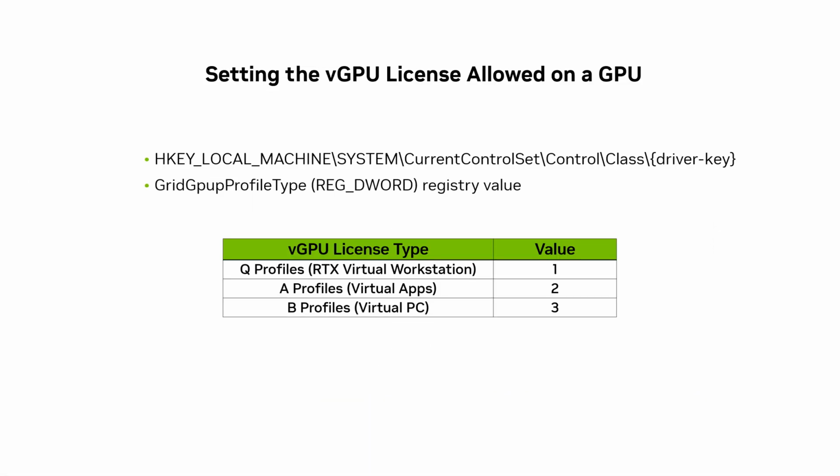Now, it depends on what license you're using as to which profile type you're going to need. 1 is for virtual workstation, 2 is for virtual apps, and 3 is for B series profiles, so virtual PC profiles. So set that accordingly.